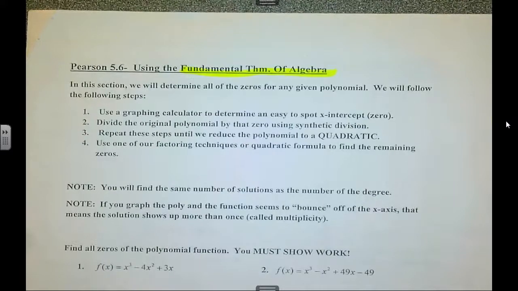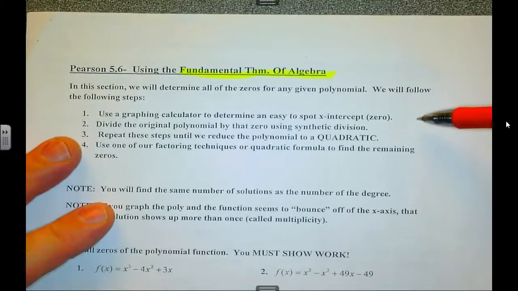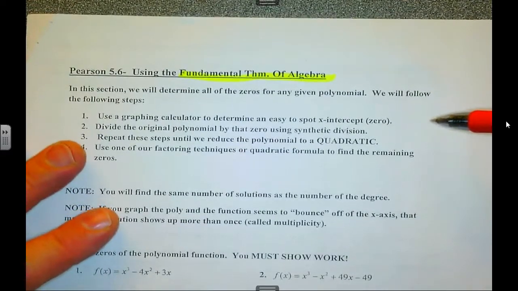Here's the process to find the zeros of any polynomial. Step 1. Using a graphing calculator, determine an easy spot for one of the x-intercepts.